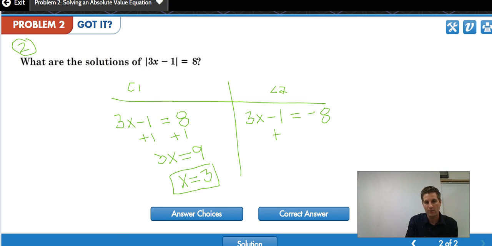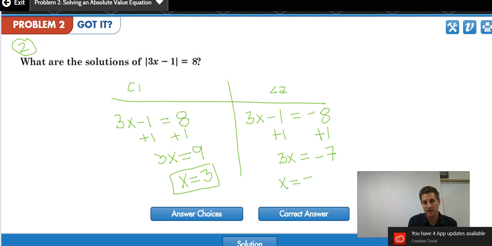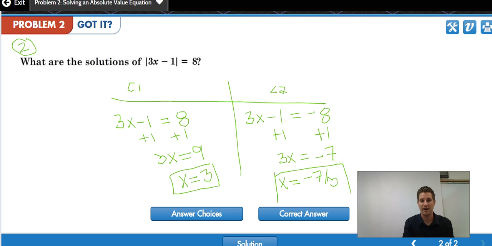Over here, we add 1, but this time we're adding 1 to a negative 8, so I get a negative 7. And then I divide by 3, and I get x equals negative 7 over 3. Okay, that doesn't go in perfectly, but I can get fractions as answers. That's okay. No big deal. Okay, so that's what it would look like if we had stuff inside of the absolute value piece.